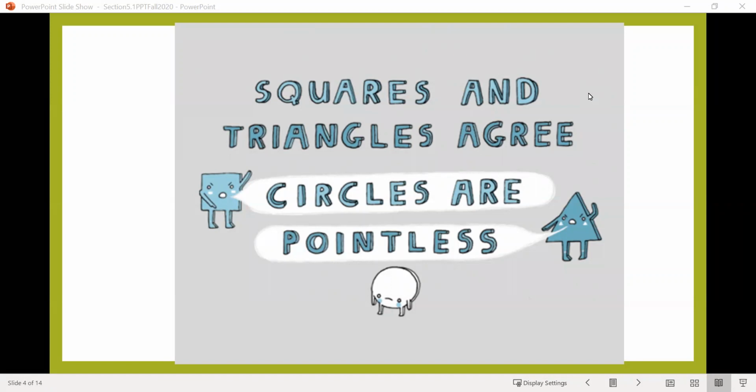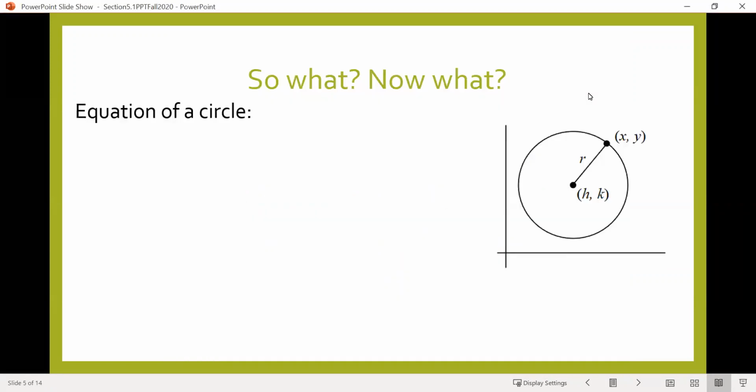In the previous video we learned about the distance formula, and it turns out that that is the basis upon which we can form the general equation for a circle.